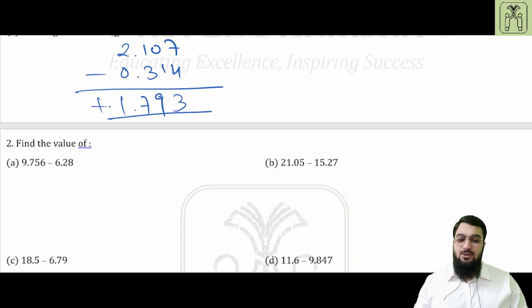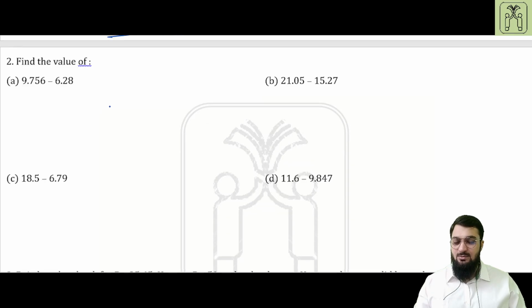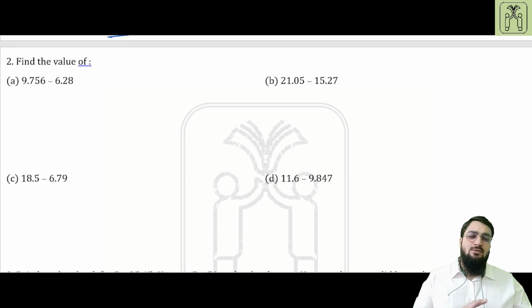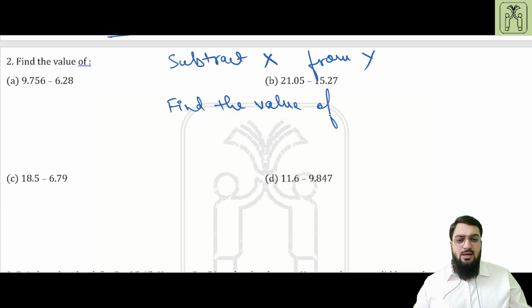Coming to the next question, that is find the value of 79 minus 9.756 minus 6.28. So as far as we have reached till now, we understand one thing, that if the question has mentioned to subtract a number x from y, or if the question says find the value of, and then just mentions x minus y.